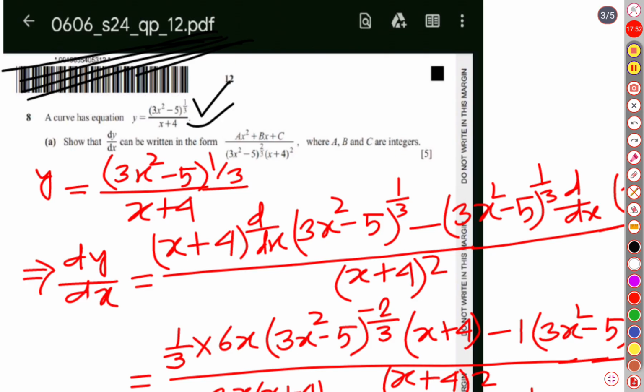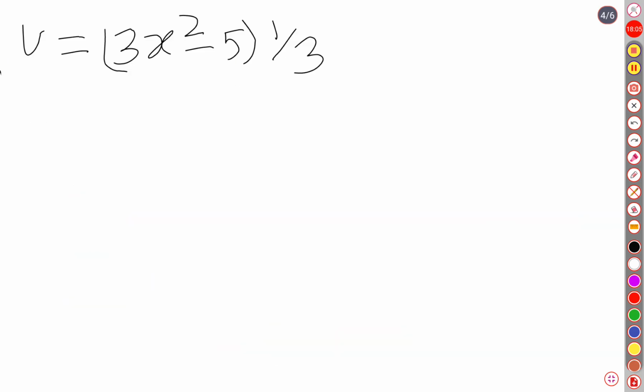Let us solve both the numerator and denominator. We are going to find the derivative of first the numerator and then the denominator. Let us consider the upper function or numerator as u. So we are going to find the derivative of u, du over dx.